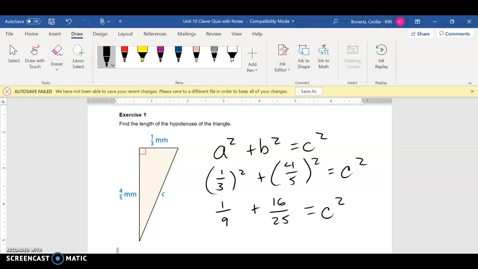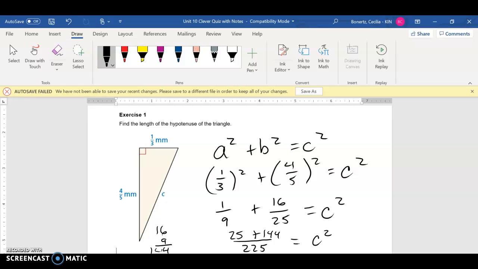So when I'm working with fractions, I need to have a common denominator. Because these don't have any common factors, I know that I'm actually just going to have to multiply them together to get my common denominator. So 25 times 9 is going to be 225. And then that makes this numerator 25. And this numerator is going to be 16 times 9, which is 144.